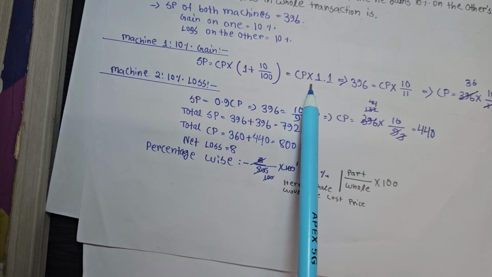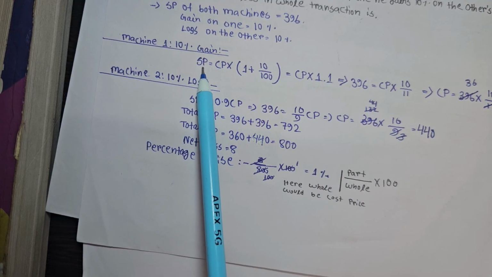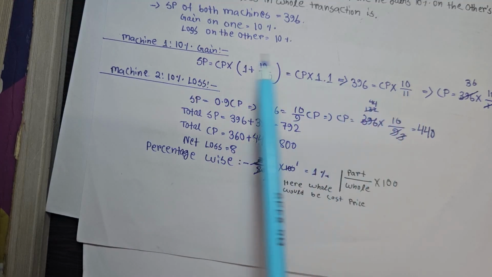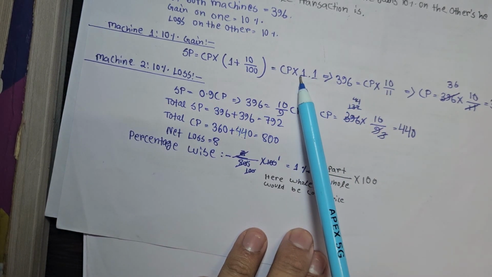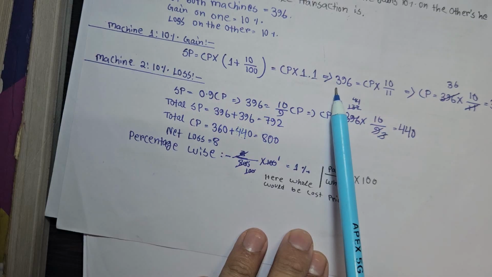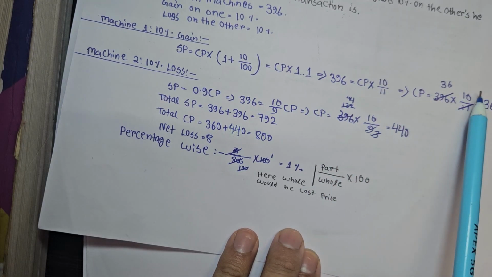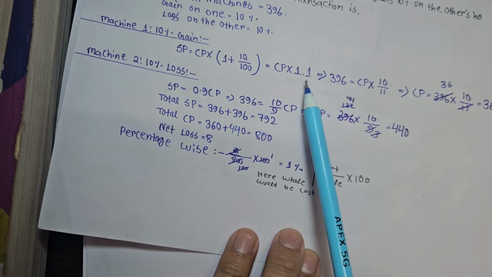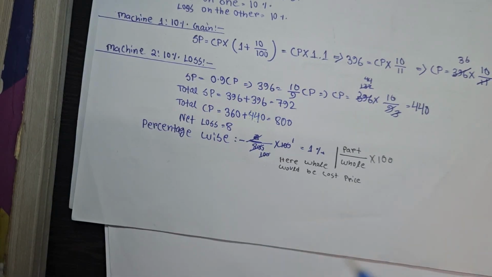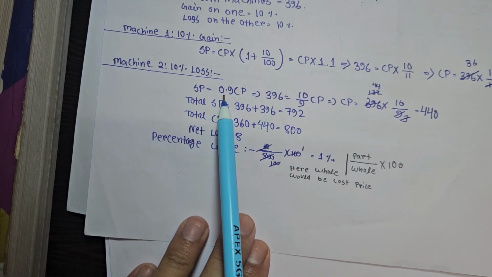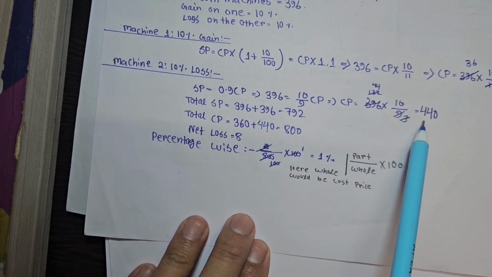So it comes to 1.1 CP equals 396, because we know the selling price is 396. So CP equals 396 into 10 by 11. We just wrote 1.1 in fraction form and calculated it as 360. Now for the other machine, he lost 10%, so we use 0.9 and the same formula: 396 into 10 by 9, which comes to 440.